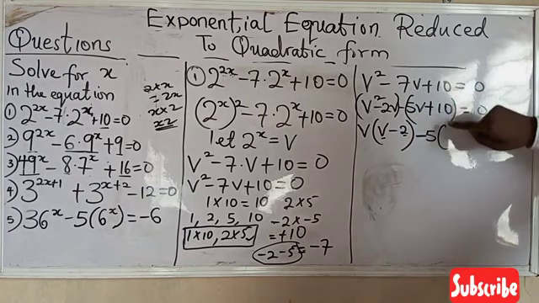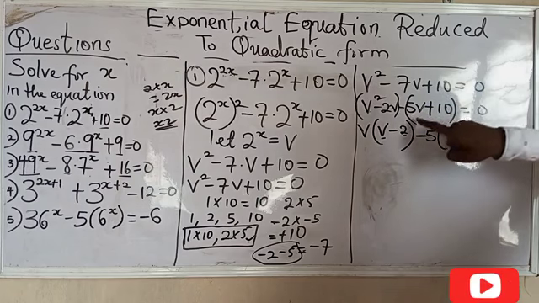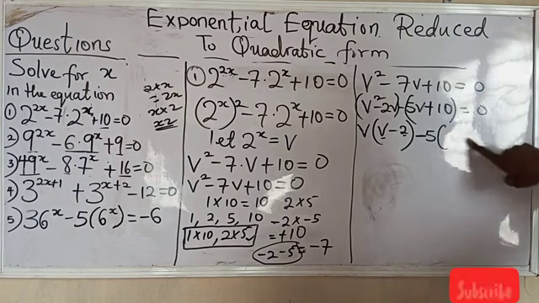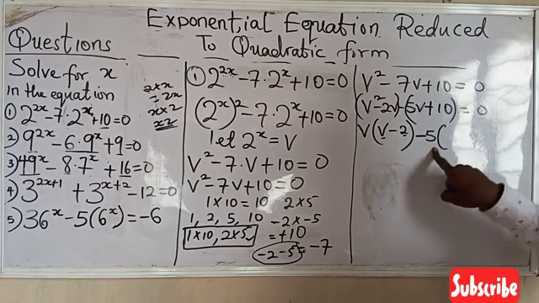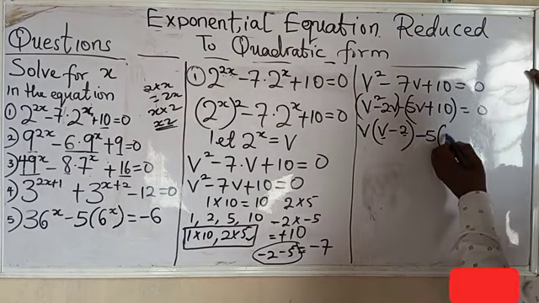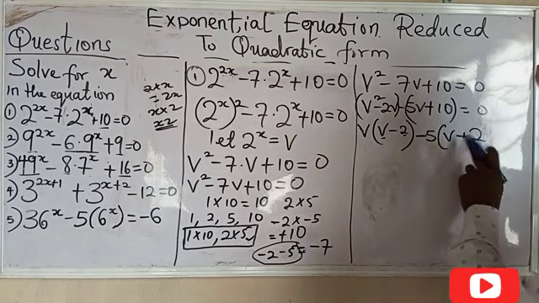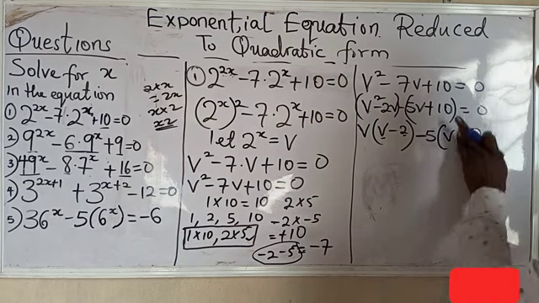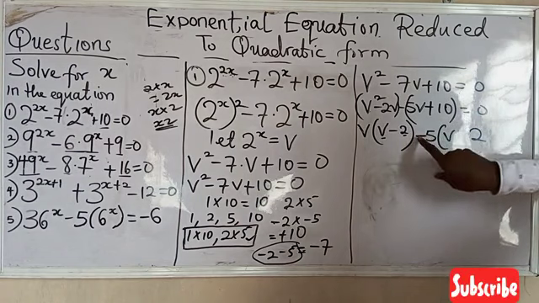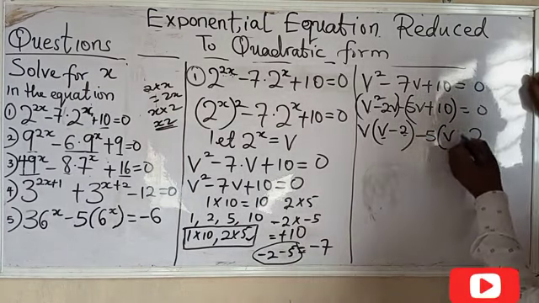So now, what am I going to do? I'll just bring out the 5 because I know 5 is common here and 5 is common here. Then what am I going to do to get what is going to be in this bracket as a means of division? So I can say 5v divided by 5 gives me v, plus 10 divided by 5 is 2. Now there is something that I want you guys to know, that 5 in 10 is 2. I can as well say minus divided by plus will give me minus.